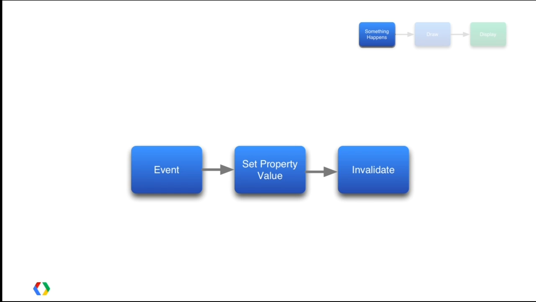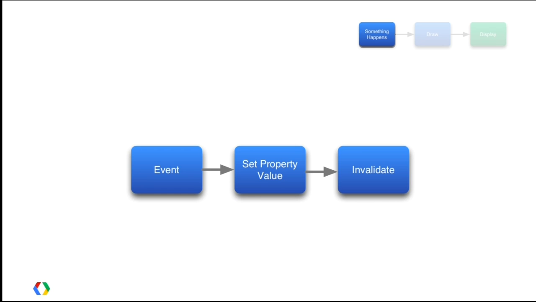So the first part of the process, something happens. Let's say there's an event, the user touches the screen. That will set a property value or propagate the event somehow. Let's say it's setting a translation property on some view, whatever. That causes an invalidate. That's what we mean by something happens, basically. There's an event, we react to it, we set a value, we invalidate, which tells the system, next time we come around to do something, we need to redraw the affected view.